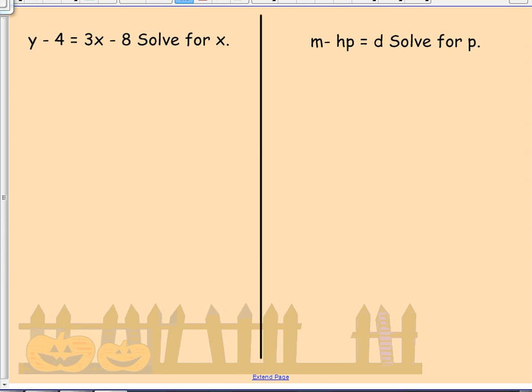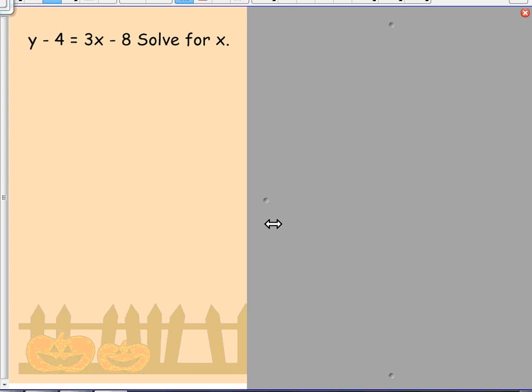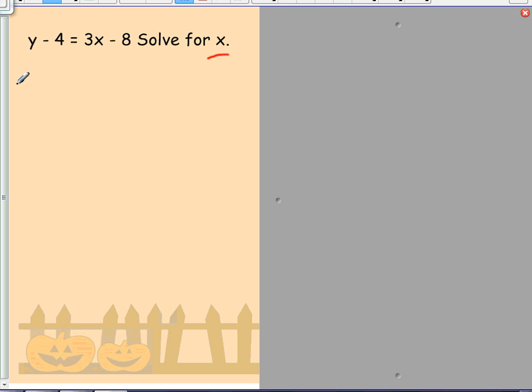So here are some other equations. The first thing we have is y minus 4 equals 3x minus 8, and we want to solve for x. So we want x by itself. In this case, we're going to first add 8 to both sides, because our 3x is over here, so we might as well leave it over here. And this is a literal equation because it has a y and an x.